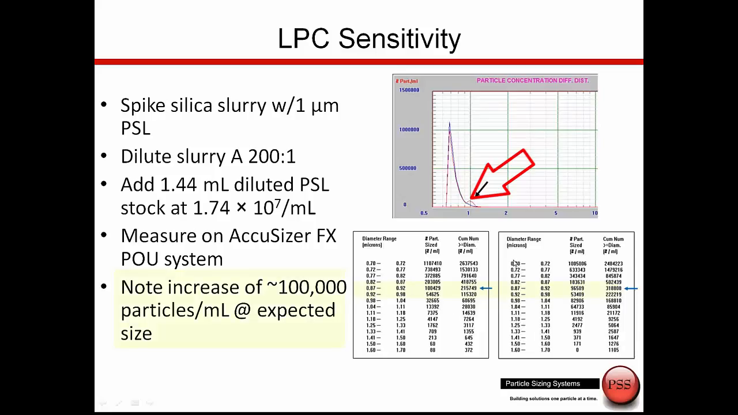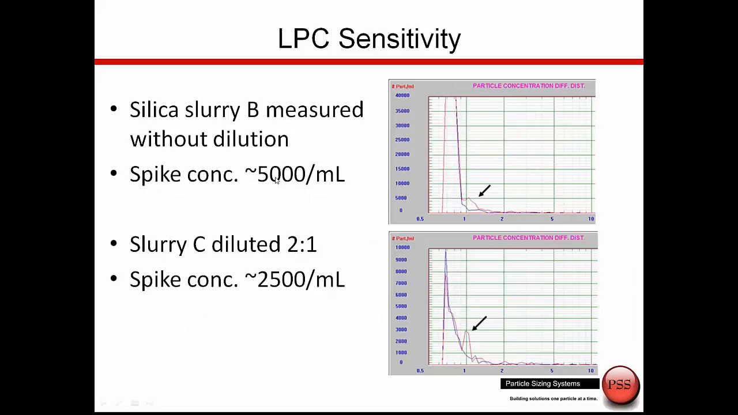So it picked it up right at the concentration we expected as well, at 100,000 particles per mil. Here are two other slurries that we investigated. Slurry B we measured without dilution.